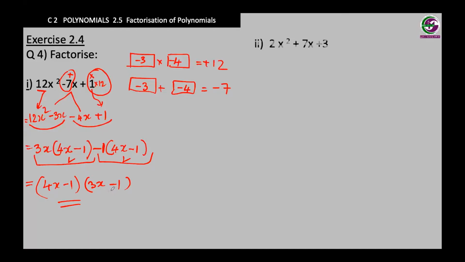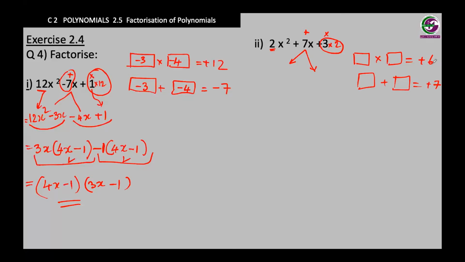Great. Let's move on to the second part of the question. Again, there is a coefficient other than 1. So we have to split the middle term. For that, we have to consider the product with 2. Which two numbers on multiplication will give you 6, not 3, 6? And which two numbers will give you 7 on addition? So let us see what are the numbers. On multiplication, we need 6. And on addition of the same numbers, we have to get positive 7.